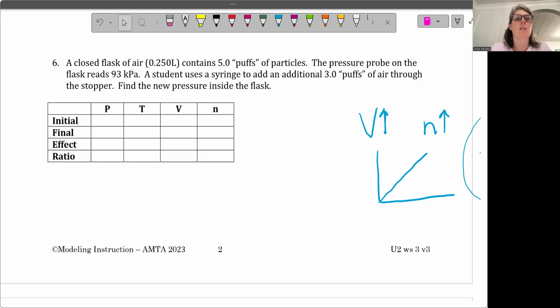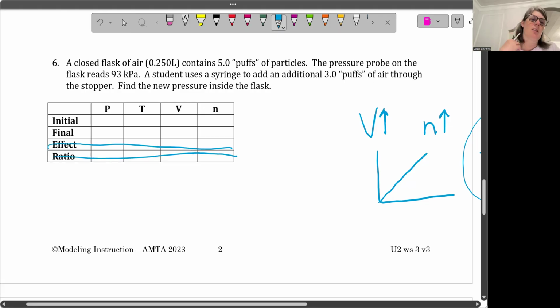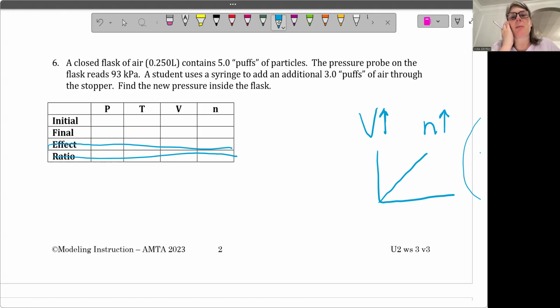So we're going to try to work number 6, and this one is going to also use the combined gas law equation. We're not using those two parts of the chart. Let's read what the problem's asking us to consider and see what we know and what we can fill into the chart. So a closed flask of air with 0.250 liters contains 5 puffs of particles.